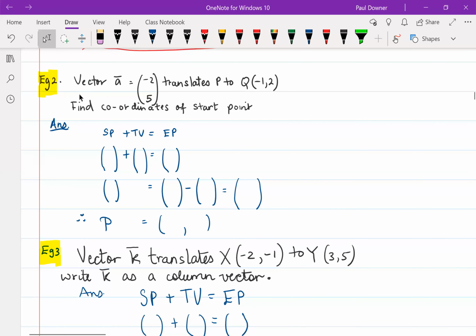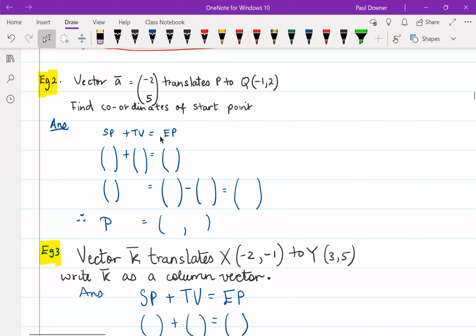Another way could be as in example 2, whereby they give us that vector A translates a point P to a point Q. Find the coordinates of the start point. Again, they didn't tell us which one of these is the start point. You have to figure that out. It's kind of obvious because they give you A, they give you Q, and the only thing they didn't give you was P, and they asked you to find the coordinates of something. So it looks as if this is going to be the start point.